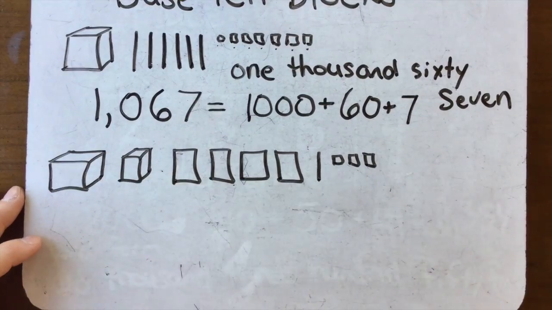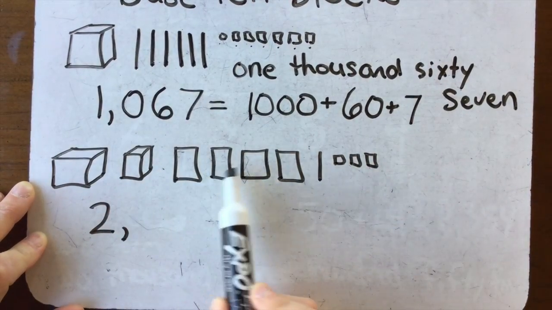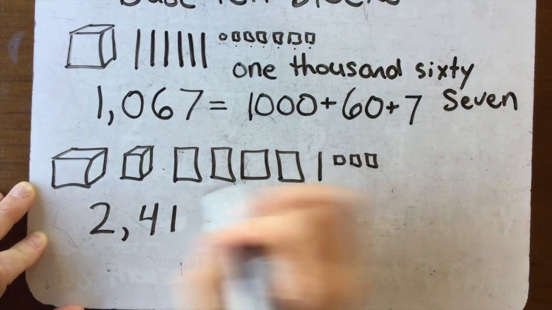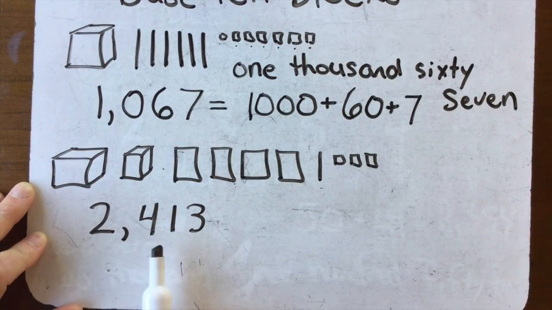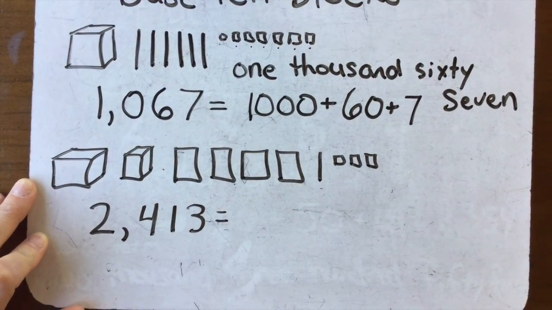We have 2,000 blocks. We have 1, 2, 3, 4 hundreds. We have 1 ten, and we have 3 ones. So we have the number 2,413. Let's see what that would be in expanded form.